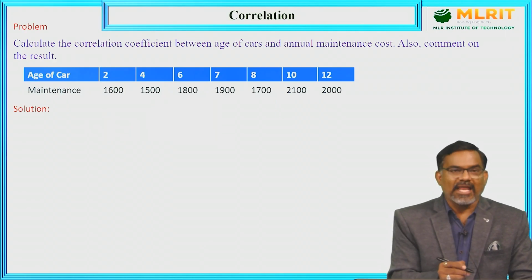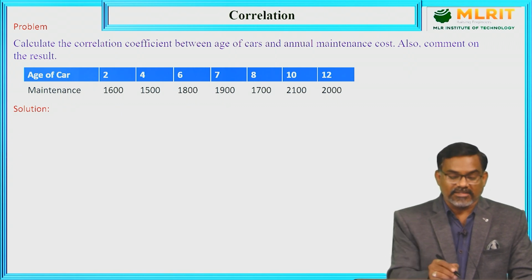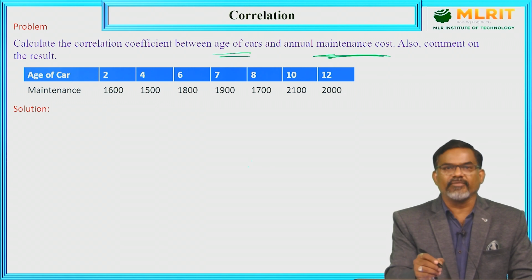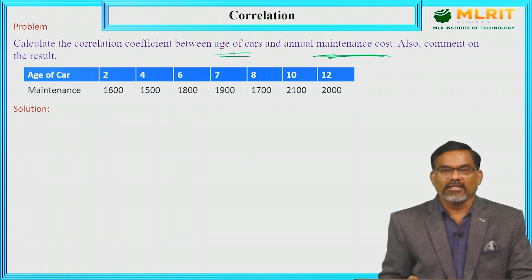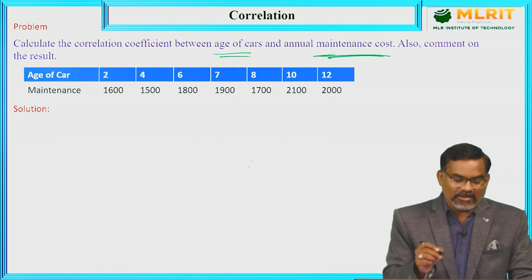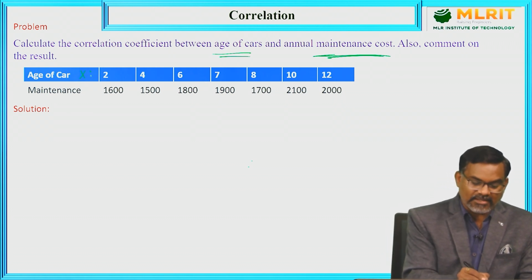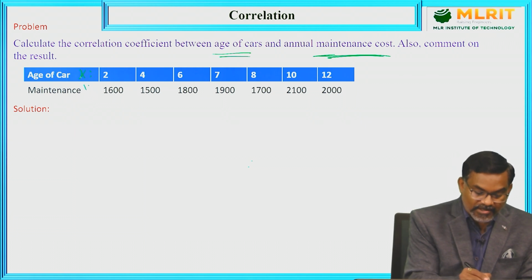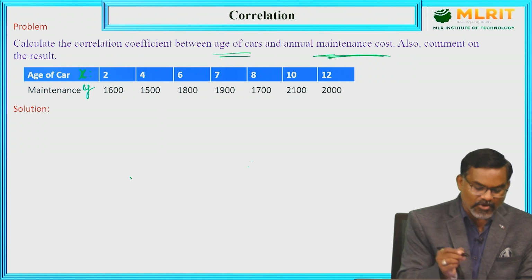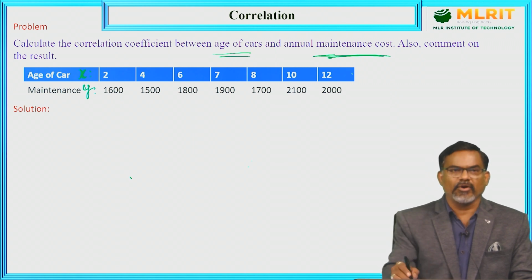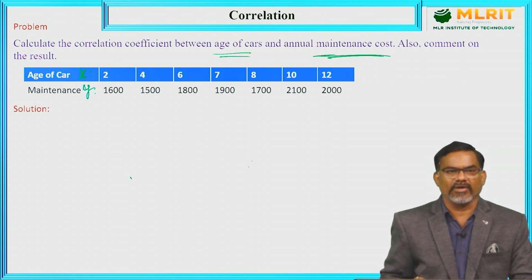The first one, calculate the correlation coefficient between age of cars and annual maintenance cost. Also comment on the result. Now here the data is given. So let us denote the age of car by X and annual maintenance by Y. Here let us use the small notation, small x and small y. Small x denotes the age of car, small y denotes the annual maintenance cost. So the first row is corresponding to X, second row corresponding to Y values.